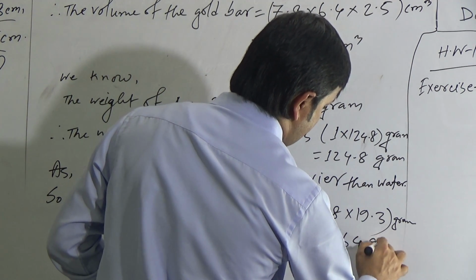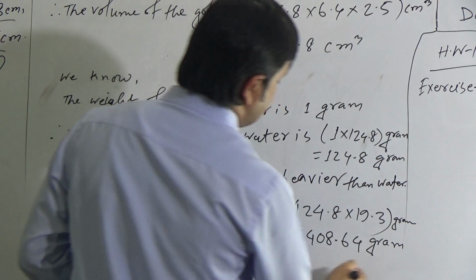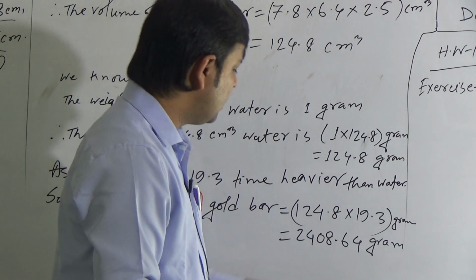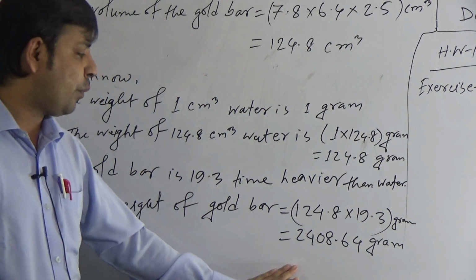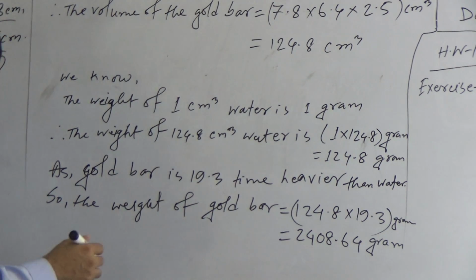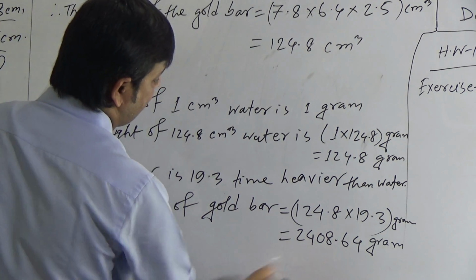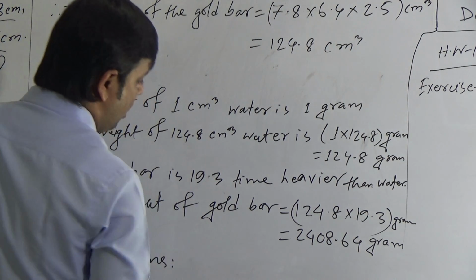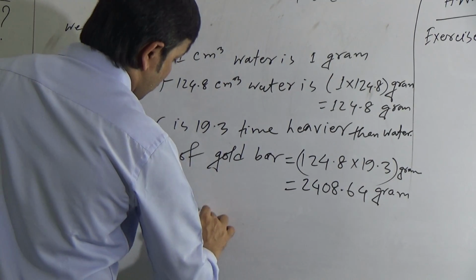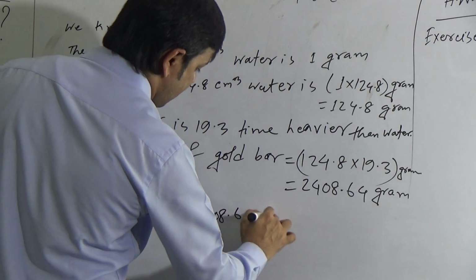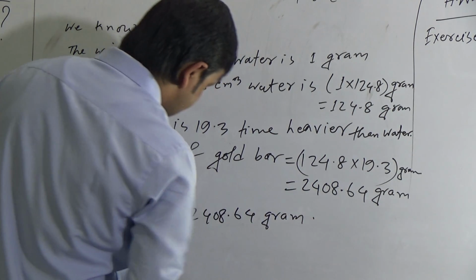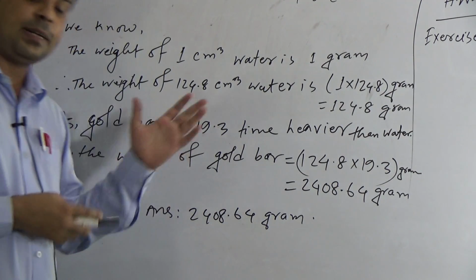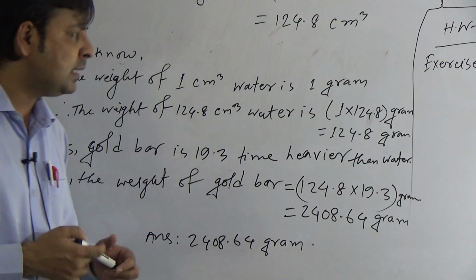2408.64 gram. If you want this weight, you can convert into kilogram also, but I will not convert. I will complete here. This is the weight of the gold bar. Therefore, the weight of the gold bar is 2408.64 gram. So answer of this question 18 is 2408.64 gram. Dear students, I hope you have understood the solution of question 18 also. It means that I have solved question 17 and 18.